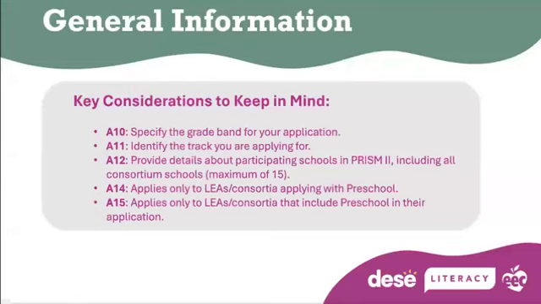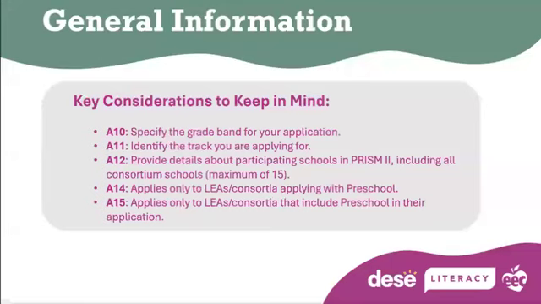Question A11 asks you to select the track you are applying for. Track 1 is for LEAs or consortia that have completed a comprehensive evaluation and selection process and are ready to purchase high-quality core instructional materials for ELA literacy in summer 2025 for implementation in the 2025-2026 school year.